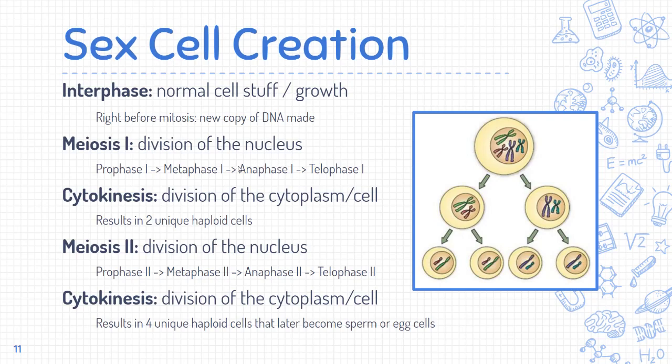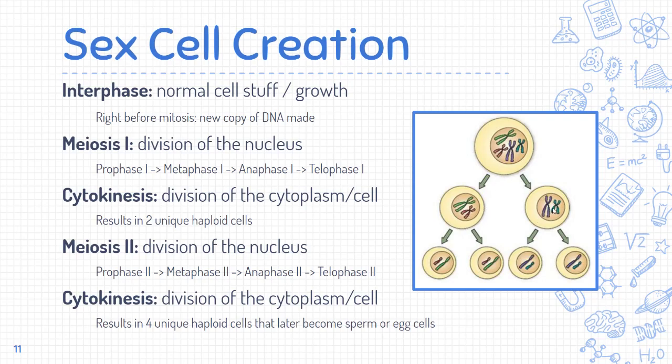And the naming of these things are pretty handy and pretty simple. So we start with interphase, normal cell stuff, growth, right before meiosis. Right before meiosis, we get a new copy of the DNA that gets made, and then we go into meiosis. And during meiosis, we first have meiosis 1, where we split the nucleus. And we go through prophase 1, metaphase 1, anaphase 1, telophase 1.